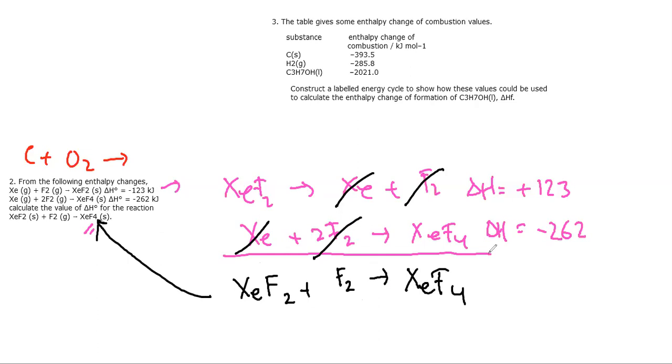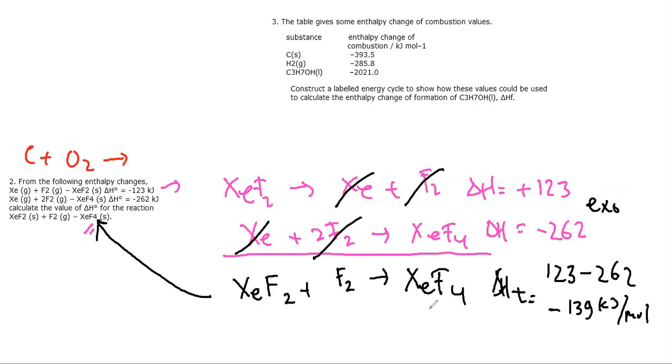So delta H total for this reaction is you just add. It is 123 minus 262. If I use my calculator, then I will have minus 139 kilojoules per mole. Now class, you have to remember that the value for this equation is negative, meaning it is an exothermic reaction. So if XeF2 reacts with F2 to give XeF4, it is an exothermic reaction because the value of delta H is minus 139 kilojoules.